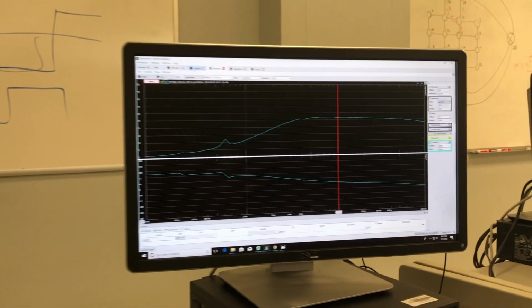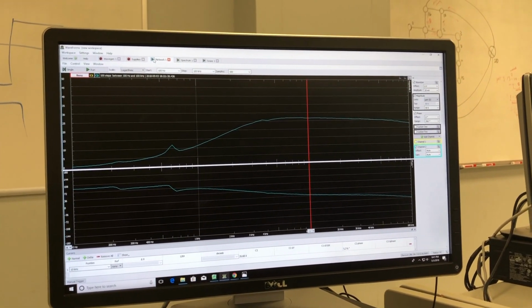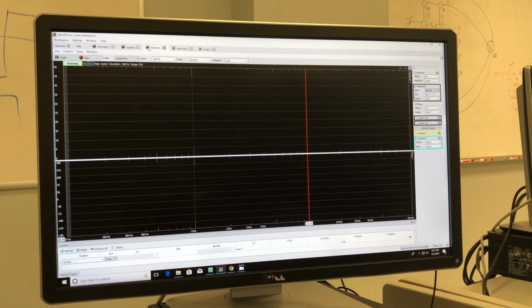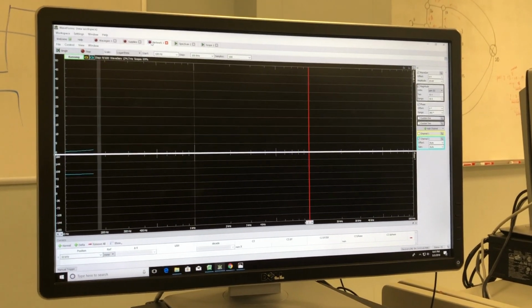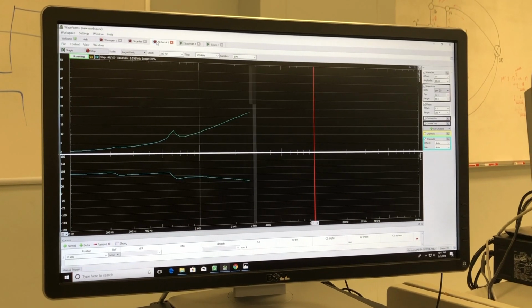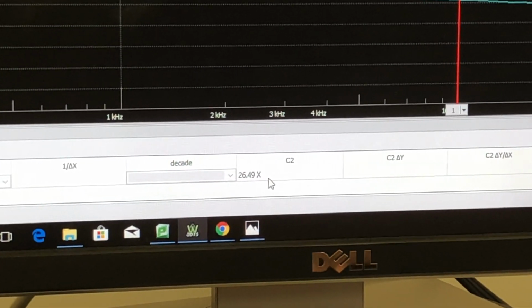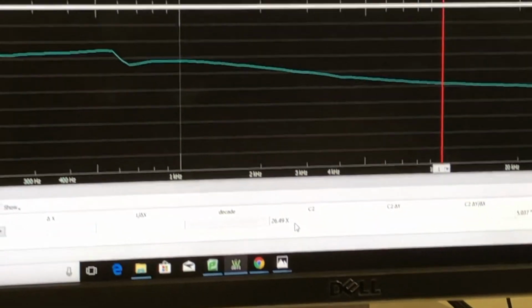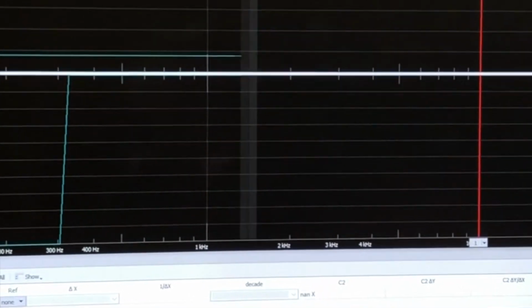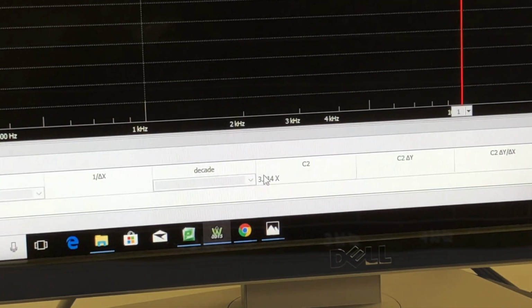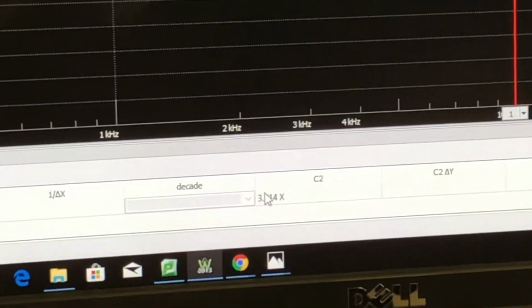Okay, here's the overall gain. As you can see from here, our overall gain is about 26. Now we modify our circuit to measure the gain of the first stage. Our first stage gave us a gain of about 3.9.